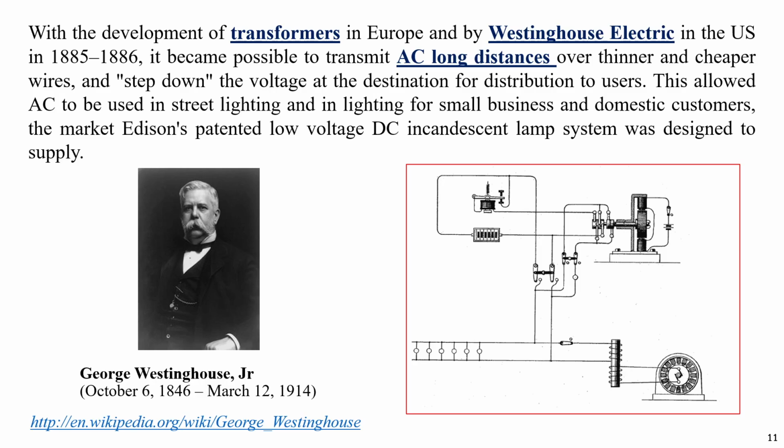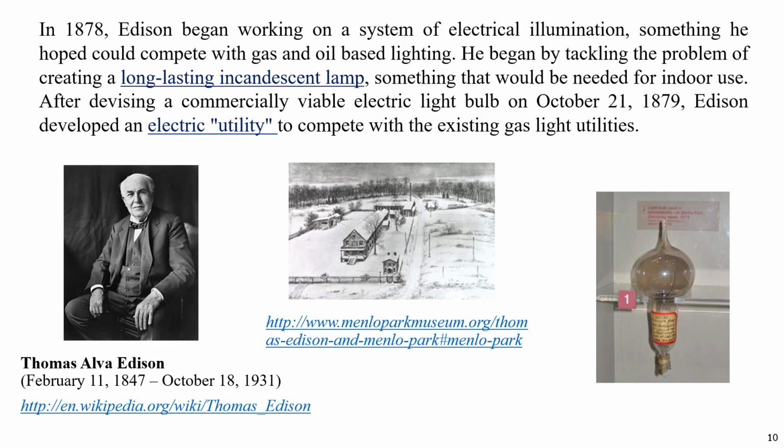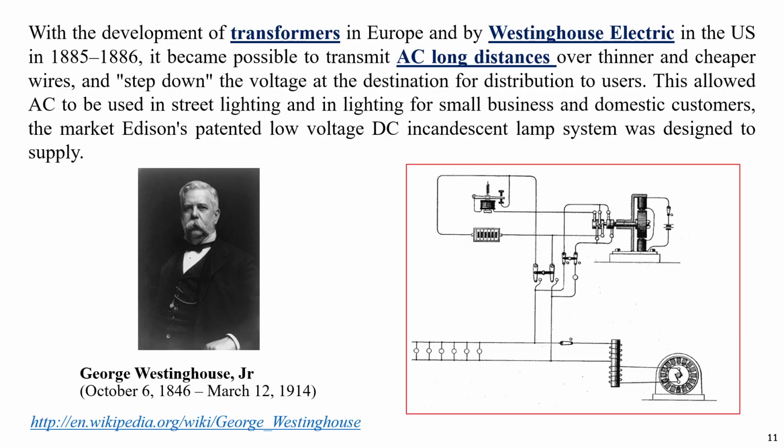And after that, we started using the AC system, alternating current system, invented by Westinghouse. Firstly, we used electricity in DC flow, right? DC system, direct current, like the electricity from a battery. After that, we changed to use the AC system.